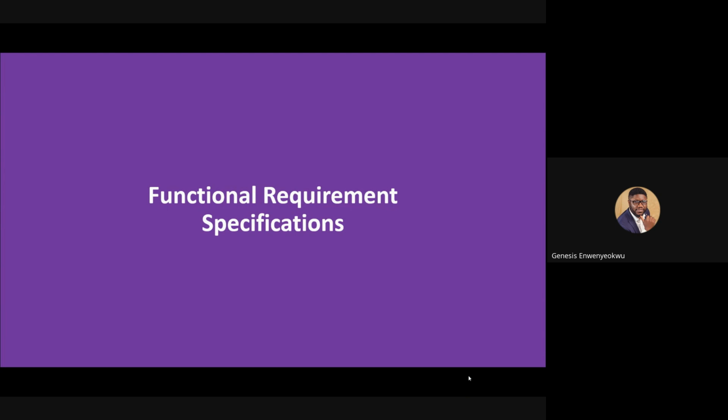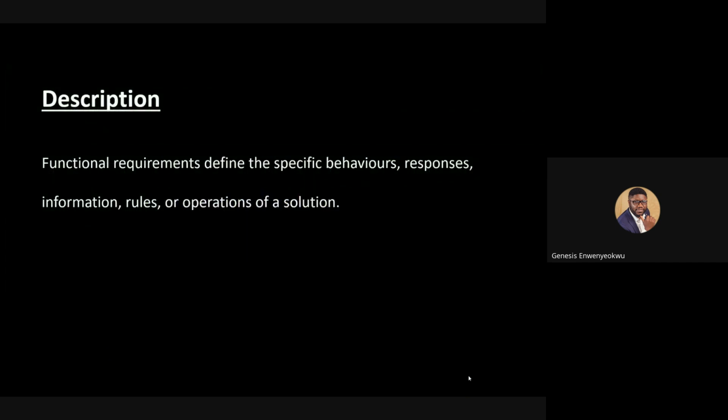So one classification of solution requirements is functional, and the other one is what? Non-functional. Today and also on Saturday, we'll be looking at the various ways we can specify functional requirements. So what is a functional requirement? Functional requirements talk about the capabilities of the solution. If you remember, solution requirements explain conditions and capabilities. The capabilities are explained under functional requirements, which talk about the behaviors, responses, information, and operations that the solution needs to perform or have.